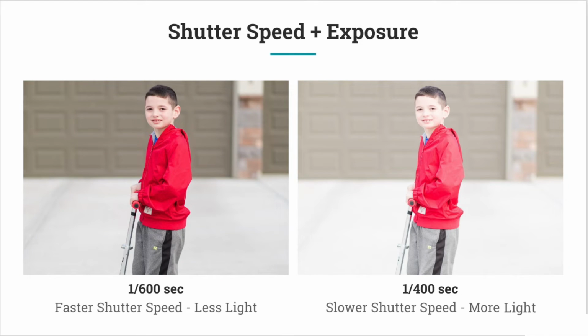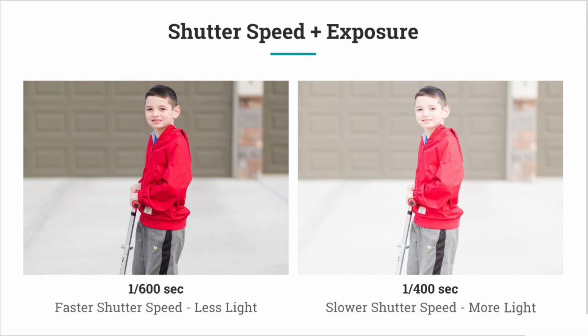In the next photo, you'll see that we have 1/600th of a second as the shutter speed for the image on the left. And in that image, there's less light coming in than in the image on the right. If you look at the image on the right, you'll see that I had a slower shutter speed, so more light was coming in, and that overexposed the photo.